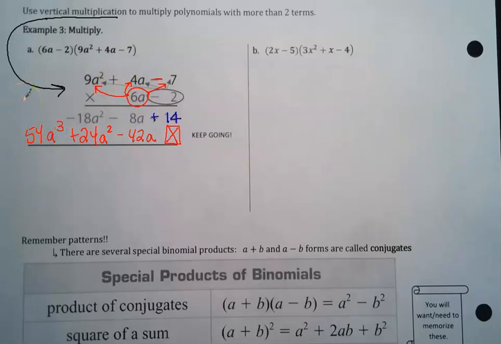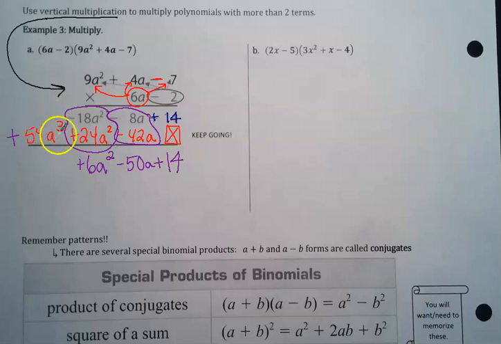All right, so we've done the math, and then what do we do in vertical multiplication? Yeah, we add those together. So we're adding our like terms. 14 plus nothing is 14. Negative 8a plus negative 42a is negative 50a. Then we've got negative 18a squared plus 24a squared. Well, negative 18 plus 24 is going to give me a positive 6a squared.